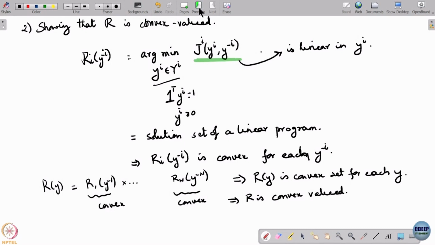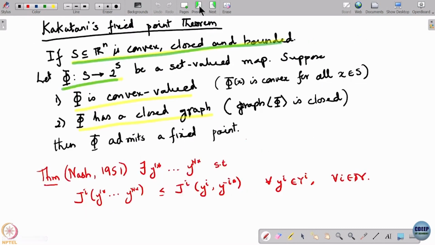Okay, so let's go back to Kakutani again and see what it has to say. We have now knocked off this. We have shown that R satisfies this, that it is convex valued.